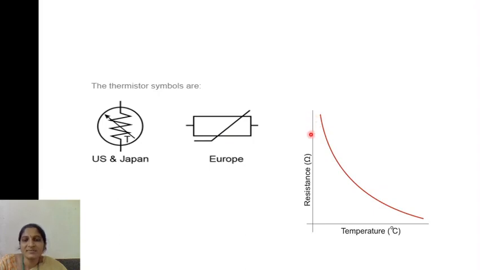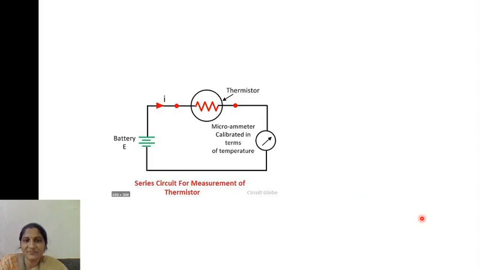For NTC thermistors, that is negative temperature coefficient thermistors, if you plot a graph between temperature and resistance, as the temperature goes on increasing, the resistance decreases. These are called negative temperature coefficient thermistors. So how are you going to measure the temperature? First you need to measure the resistance.